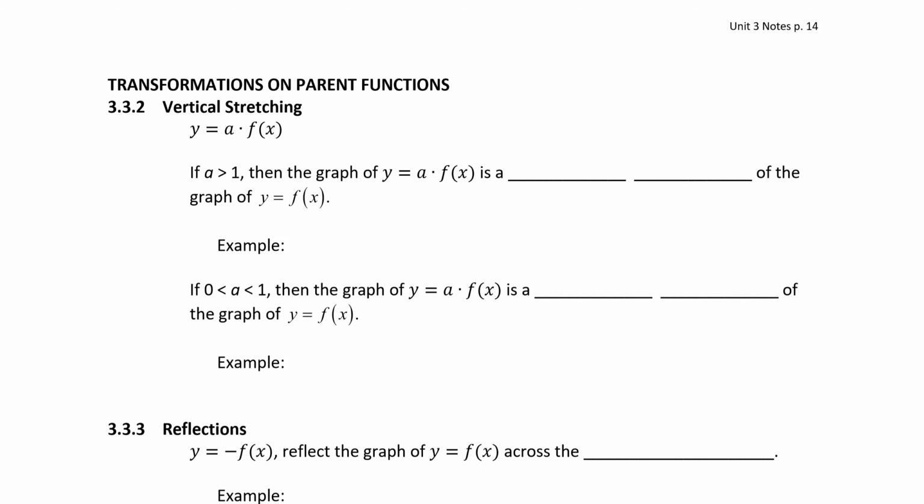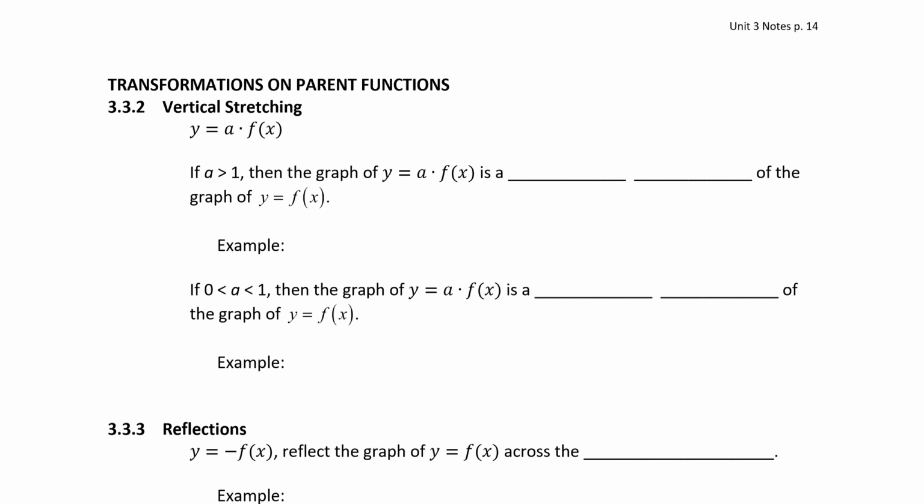First, we're going to assume that f of x represents one of those 6 basic parent functions. It could be the y equals x squared quadratic function. It could be y equals absolute value of x. So f of x represents any one of those 6 basic functions. Now, we're going to see what happens to the graph if I multiply that function by a constant. Well, it kind of depends on the size of the constant.